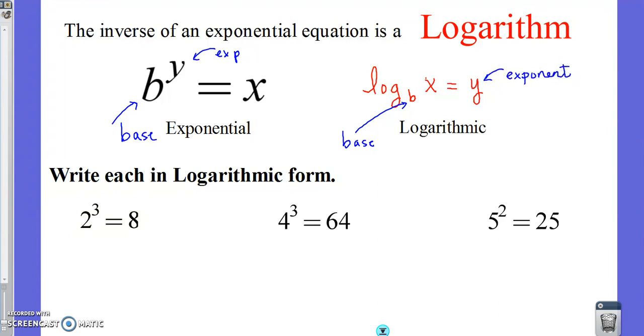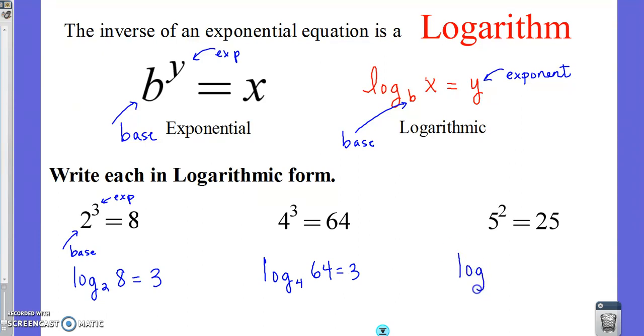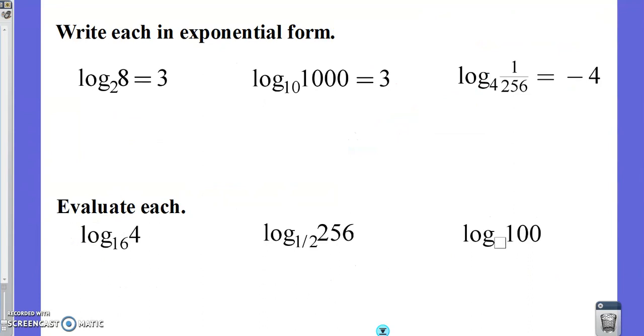So if you can place those two pieces, then you can rewrite anything in logarithmic form if it starts as an exponent. So in this example, my base is 2 and the exponent is 3. So if I'm going to rewrite this in logarithmic form, I would write log base 2 of 8 is equal to 3. Let's just practice that for a minute before we move on to how you evaluate those. This would be log base 4 of 64 is equal to 3. Log base 5 of 25 is equal to 2. So all we are doing in this step is taking one form and rewriting it into another.